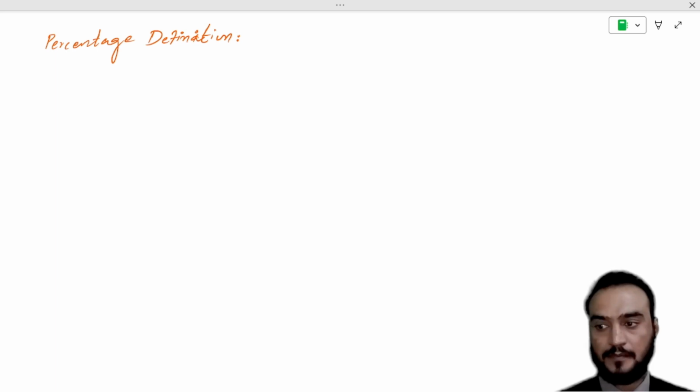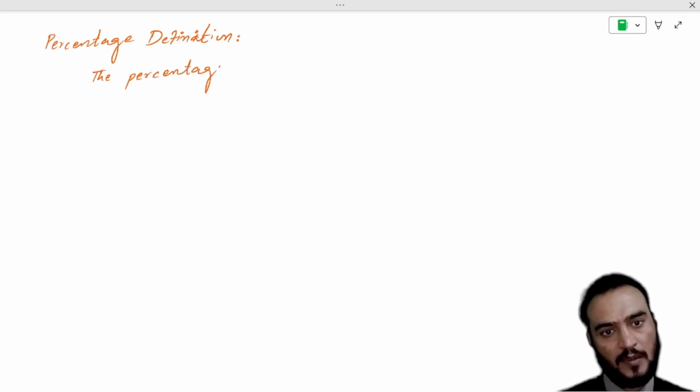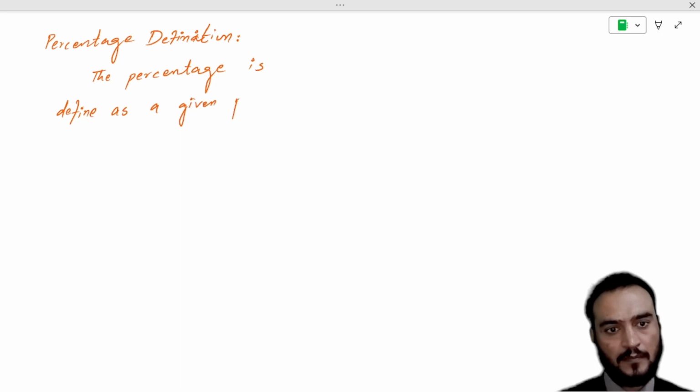Percentage definition. The percentage is defined as a given part or amount in every 100.